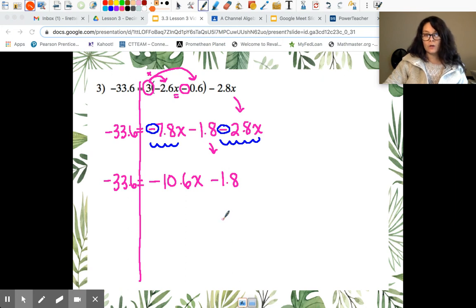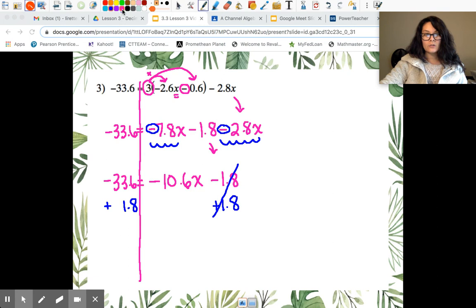I can now solve. When we're solving, we look to see if we have a constant first. The constant is the number that's not touching the variable. I undo it by adding or subtracting. Since it's negative, I add it. What I do to one side, I must do to the other.